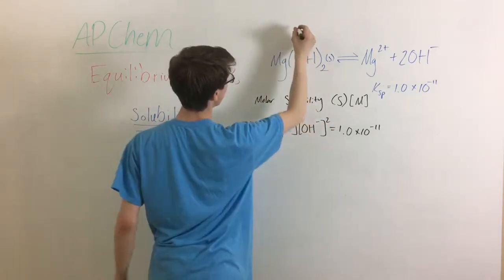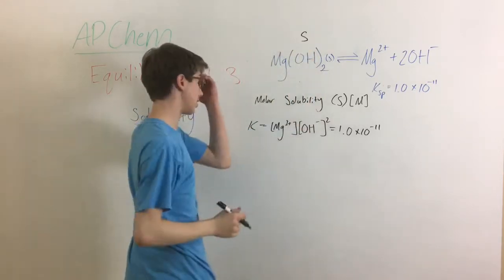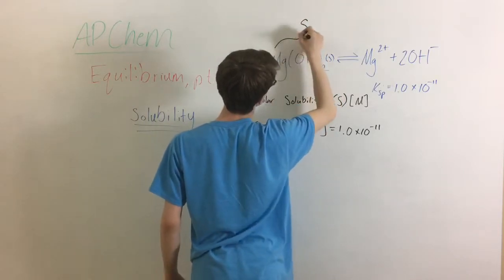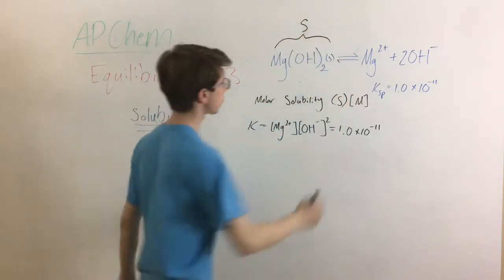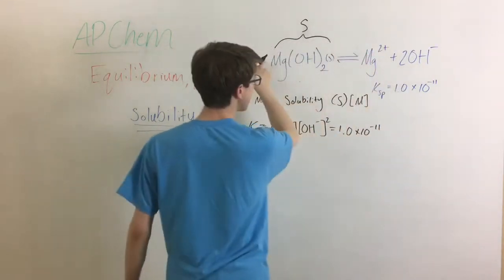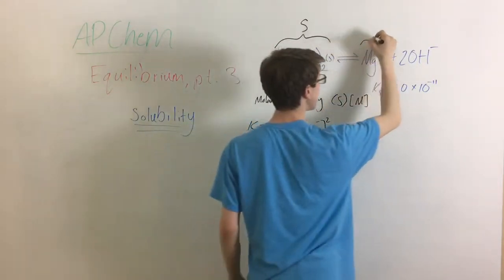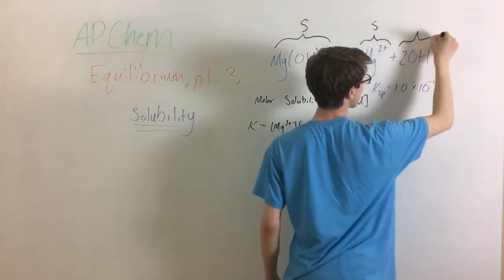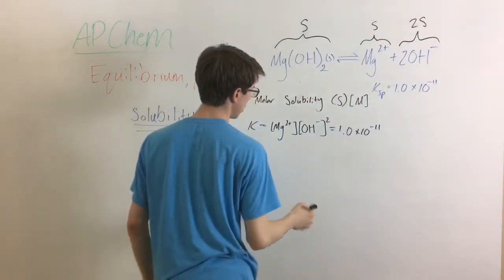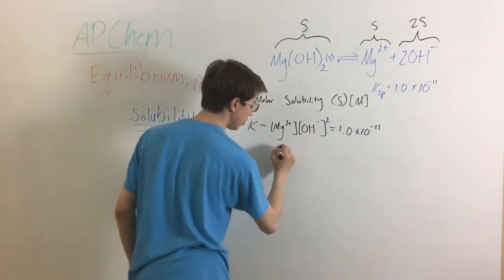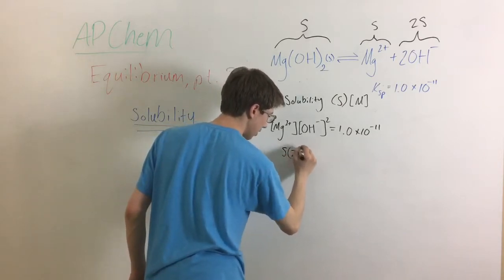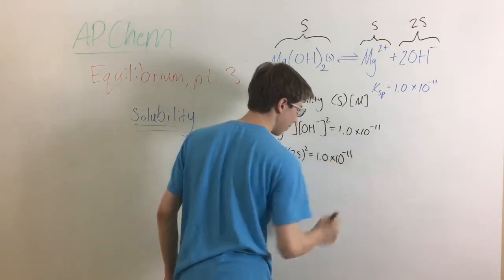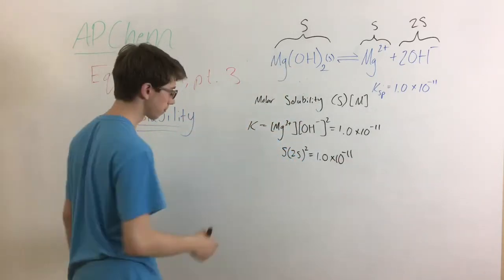So say that the concentration here is S, right? So I'm going to write it a little bit higher so I can do this. So say that that is S, okay? And because this and that have the same coefficient, this is also S, but this is 2 of that. So this is actually 2S. So we can change these concentrations to say S times 2S squared is equal to 1.0 times 10 to the negative 11. Okay?